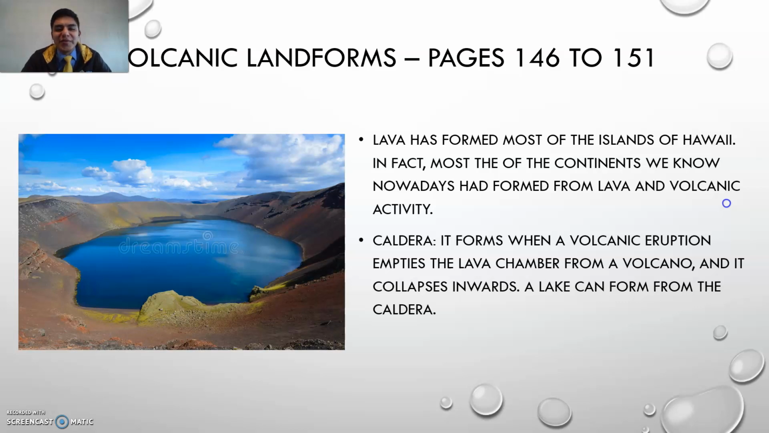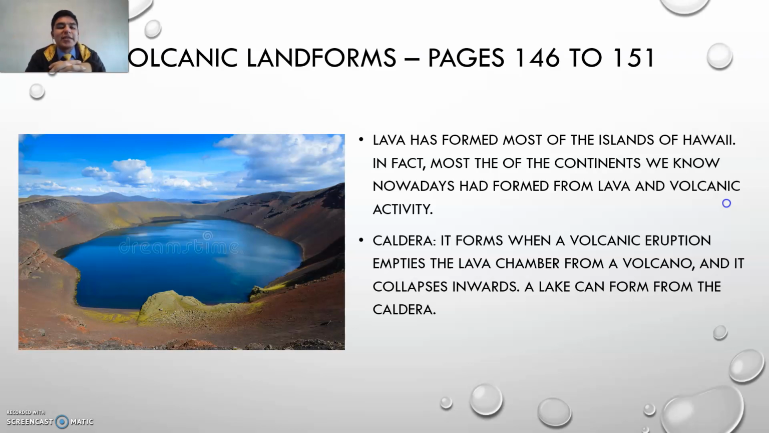And if we go back to the structures of volcanoes, we're going to find something that is called a caldera. It forms when a volcanic eruption empties the lava chamber from a volcano, and it collapses inwards. A lake can form from the caldera. So calderas are going to form right after volcanic eruptions, because you know that when a volcanic eruption takes place, a lot of magma is released, and of course it is turned into lava.